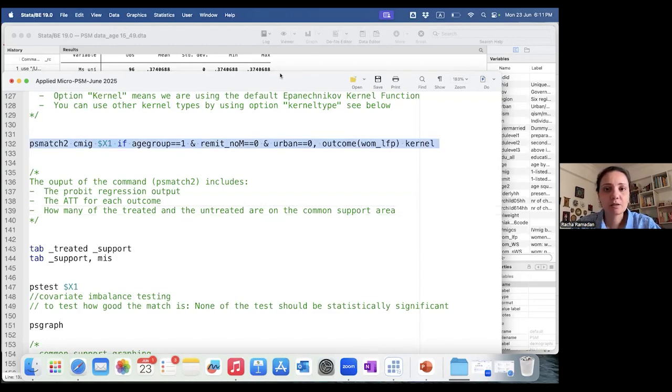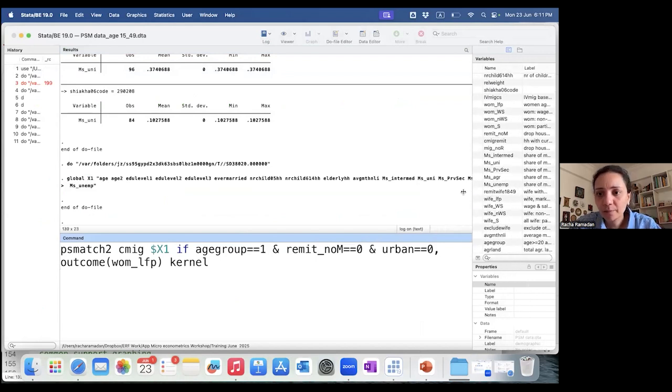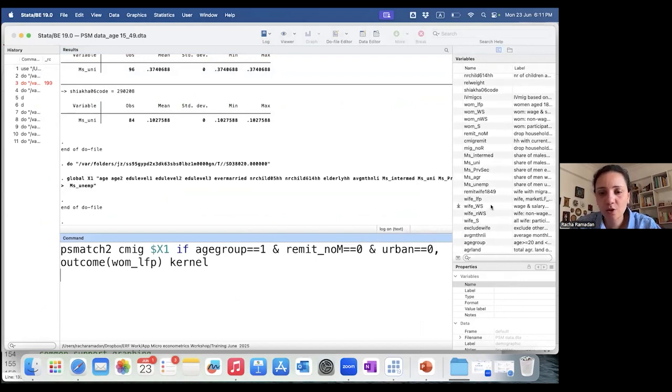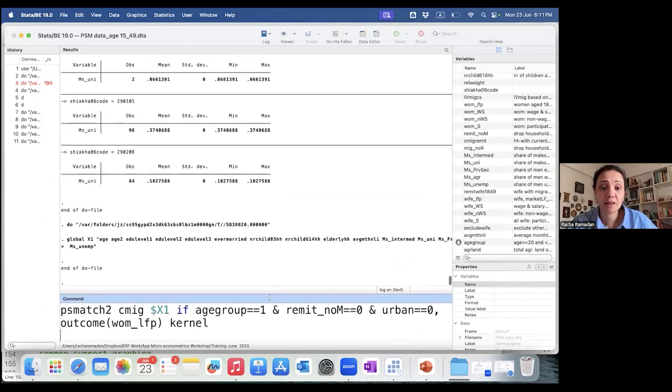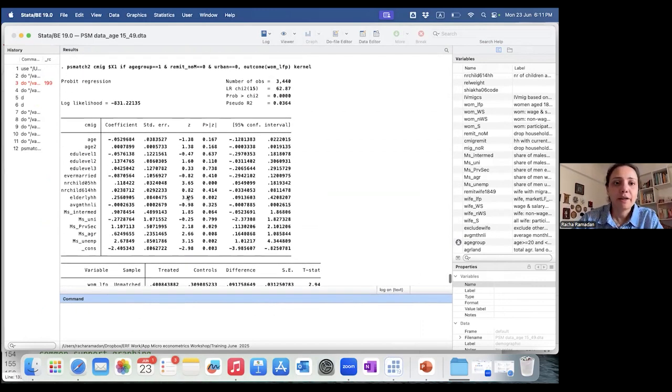I will go to the command here. I just want to show you something. Keep in mind that this command creates variables. You can see here in my variables window, the last variable is agri-land, which is the total agricultural land if the household has agricultural land. Just to show you, after running the command, what variables will be created. And I will run it.